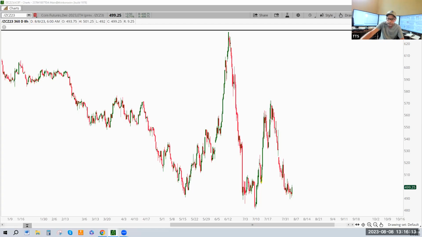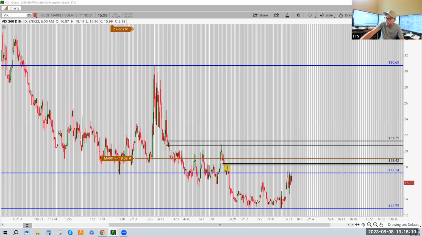Lastly, the VIX. I've been talking about the VIX. It's really interesting how the VIX seems to be running into some issues at 17. And this morning we jumped to 17. The market looked like it was going to sell off. And guess what happened to the VIX? It came right back down again.